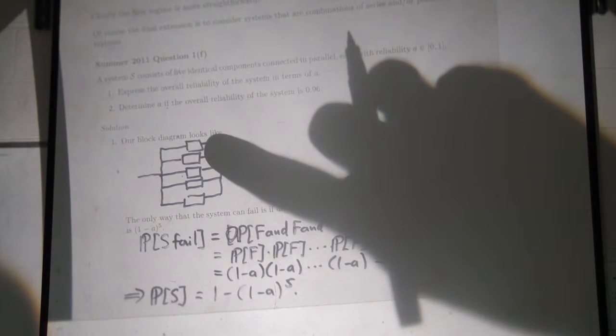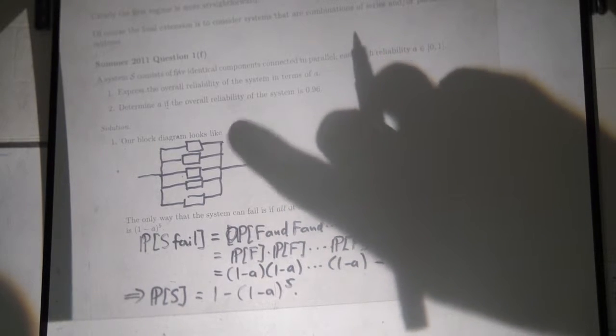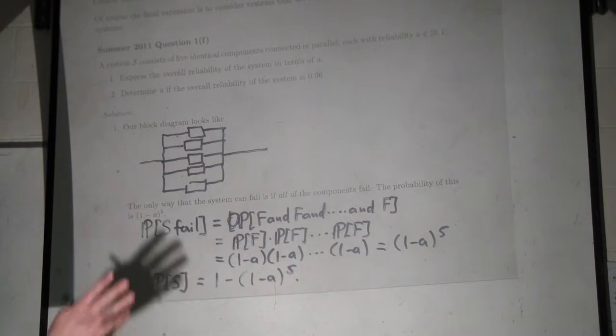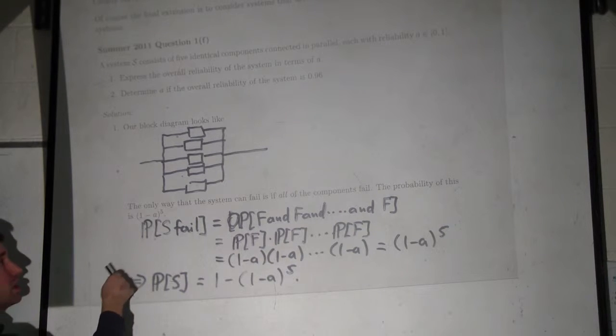So if you have identical components and you can put them in parallel, you could work this the other way around. You could say how many components do you need in parallel if each of them has 50% reliability to guarantee that your overall system reliability is 95%, you could solve a similar problem. Now this one, we are told that we have 5, in parallel.